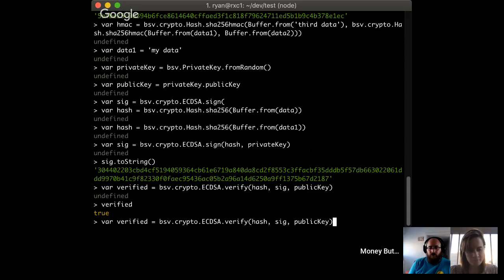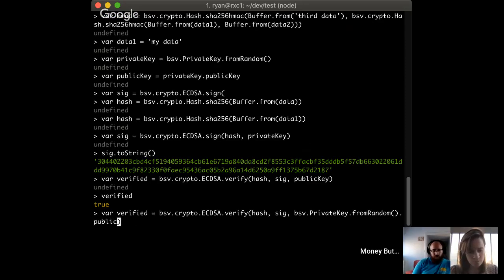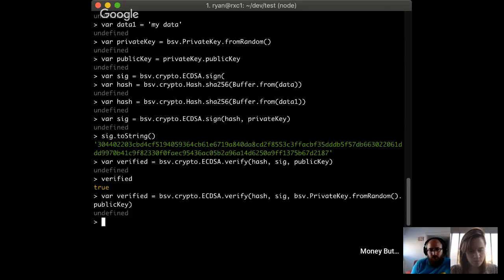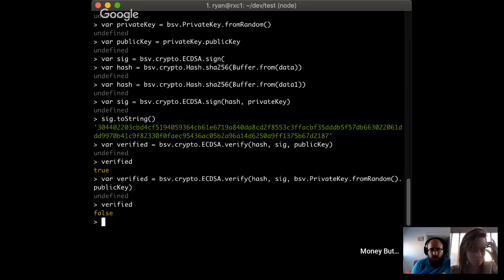If I were to do something different, let's suppose I give them the wrong public key, just to prove the concept here. If they have the wrong public key, I'm going to generate a new private key right here, randomly. And now if I see if it's verified, it is not verified. The same thing would be true if I had an invalid signature or invalid data. So it only comes out true if the signature and the public key actually match the data.